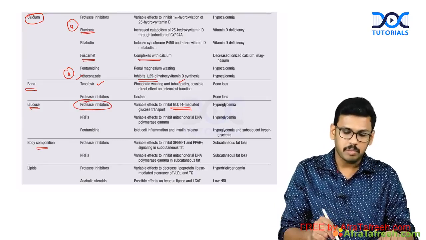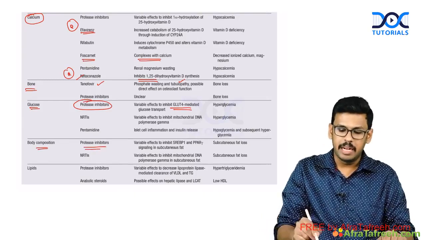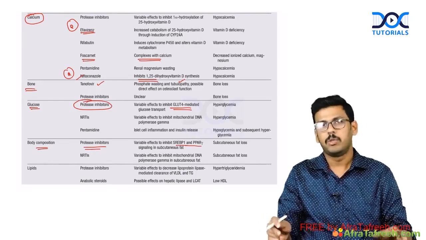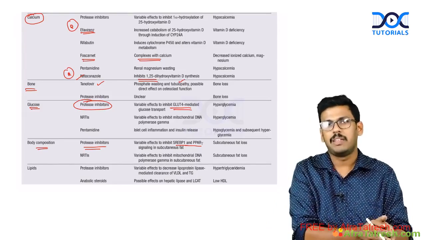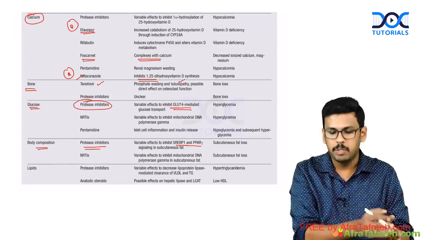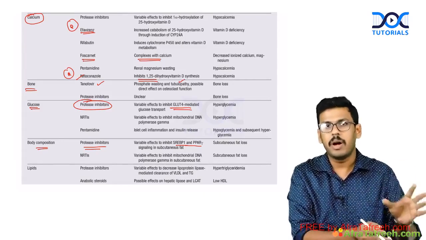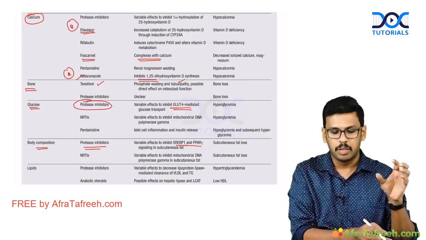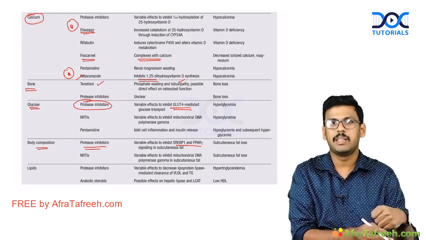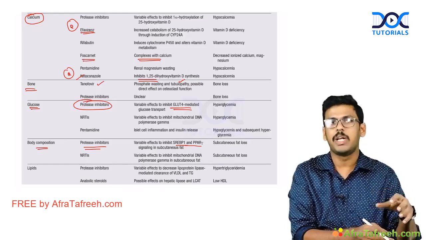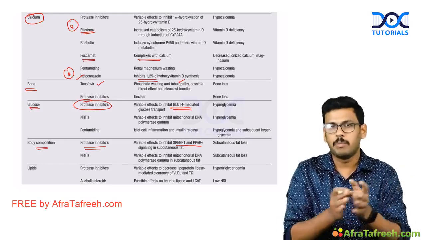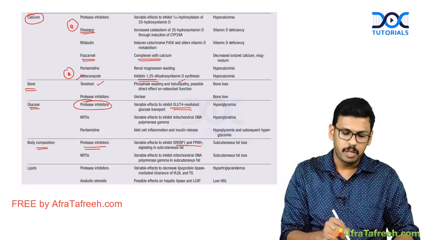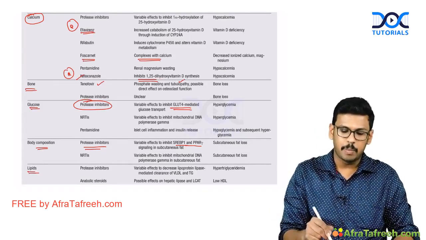Body composition: the protease inhibitors inhibit the steroid responsive element binding protein 1 and PPAR gamma. So these two are the important factors that stimulate adipogenesis or lipogenesis. By inhibiting these, protease inhibitors result in reduced formation of lipid tissue or adipose tissue, thereby resulting in lipodystrophy. And of course, lipid abnormalities are seen with protease inhibitors.